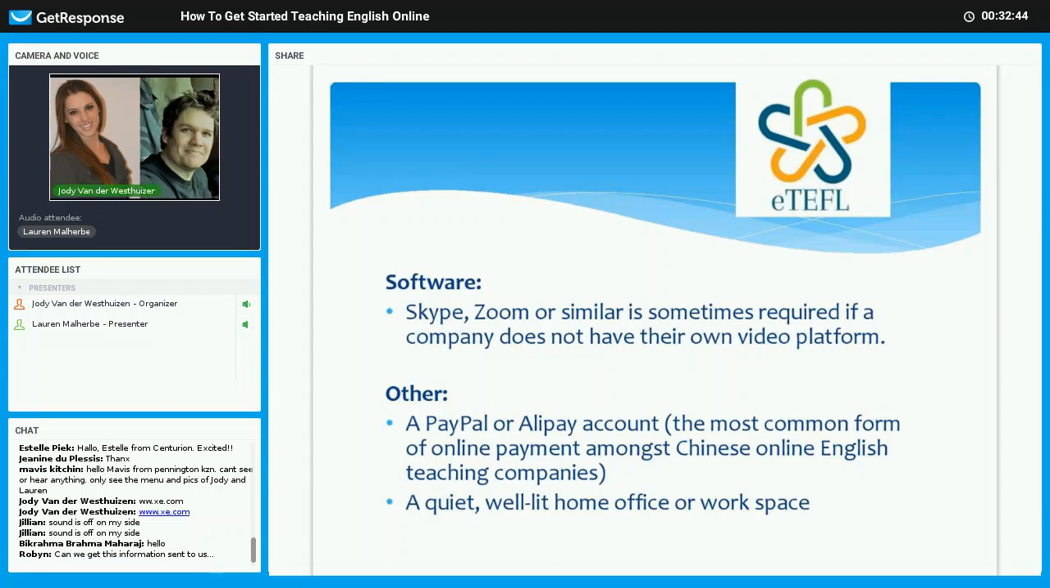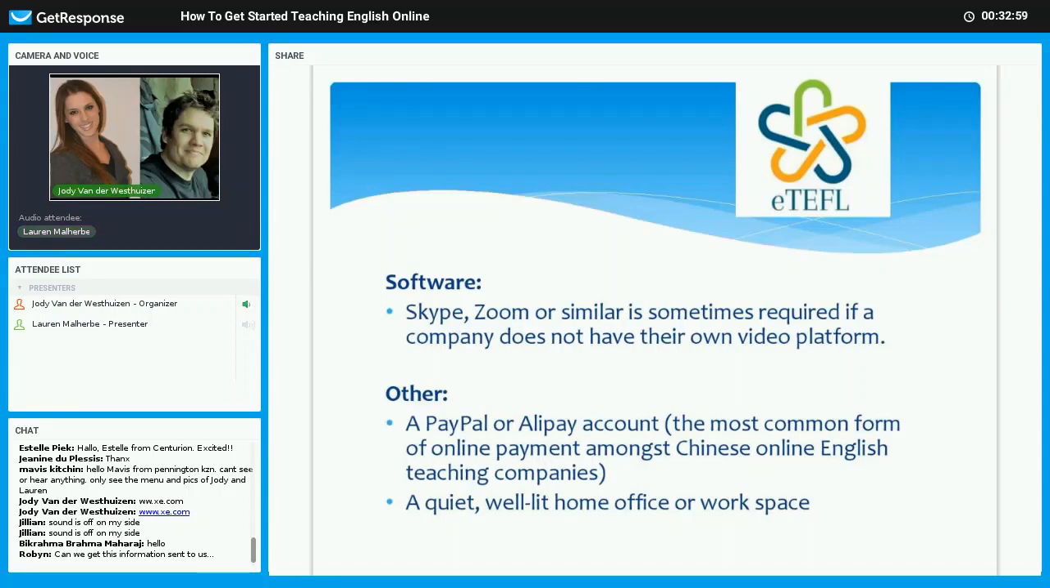So other things you may need: a PayPal or Alipay account, which is the Chinese PayPal, basically. These are the most common form of online payment amongst these Chinese online companies, but some of them at least will also pay you into your bank account.